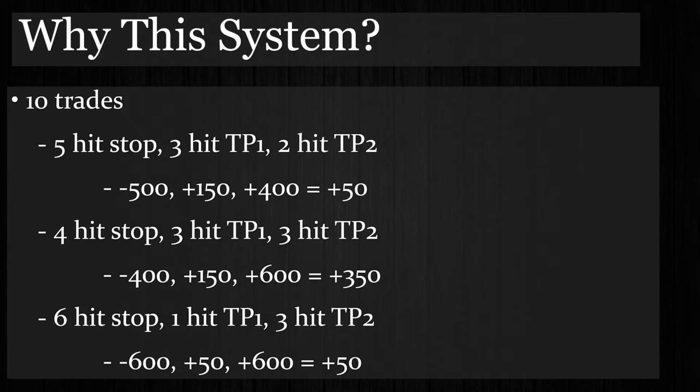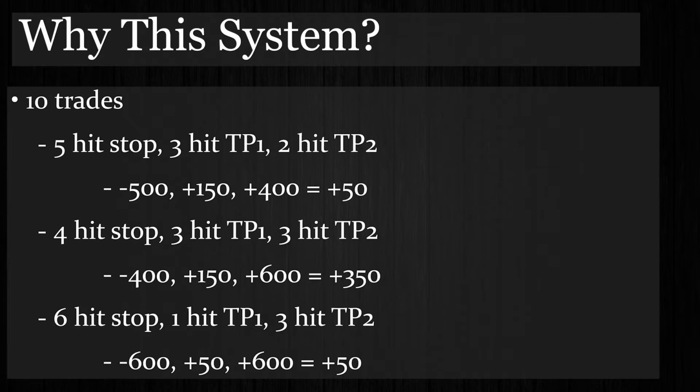So let's look at one last example. 6 of our trades hit stop, meaning we're at a 40% win rate. Only 40% of our trades are netting us a profit. So that's negative $600. 1 of them hits TP1, that's positive 50, and 3 hit TP2, our final limit. That's positive 600 for a total of positive 50.